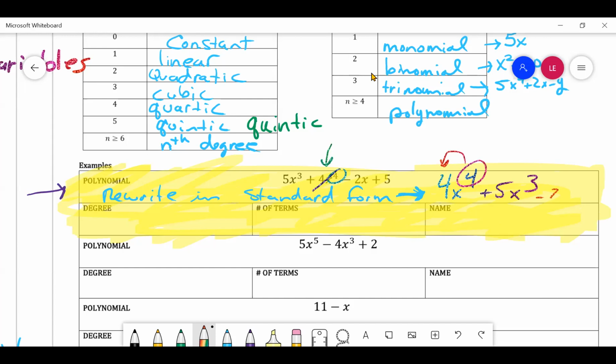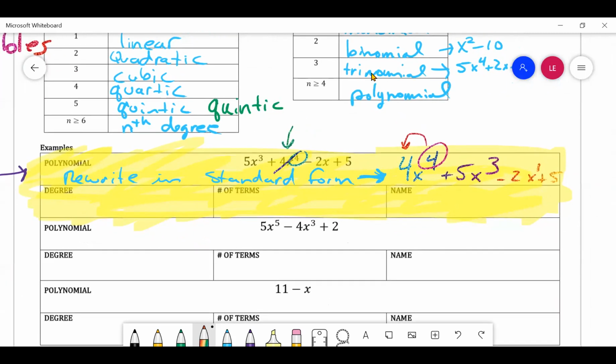And then you put minus 2x because it's to the first power, even though we don't see it. And then the last one, the constant goes last with the 5. So that would be the correct order. You do have some problems in Delta Math where you have to rewrite them in the correct order. Pretty easy stuff. You don't have to solve or anything like that. When it's asking for the degree, it's asking for the highest power. So the highest power would be the 4. So this would be a 4th degree polynomial.